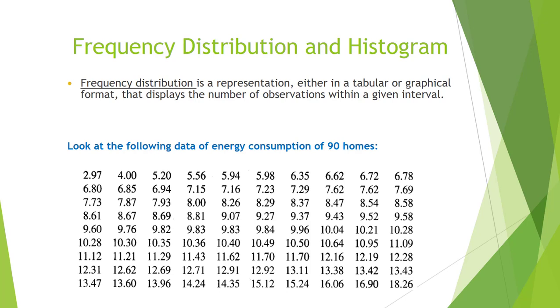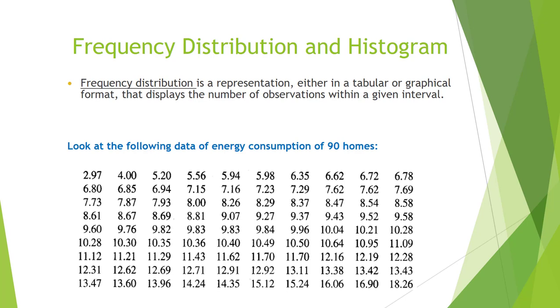By definition, frequency distribution is a representation either in a tabular or graphical format that displays the number of observations within a given interval. It sounds kind of hard for you to understand now. So this is why I'm going to use an example to show you. First of all, what do we mean in a tabular format? And then later, I will also show you what I mean by a graphical format to show frequency distribution.